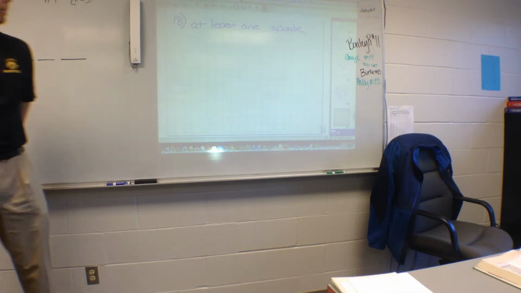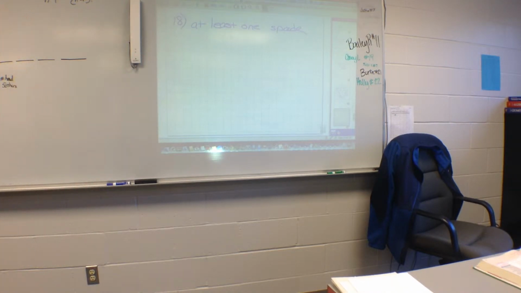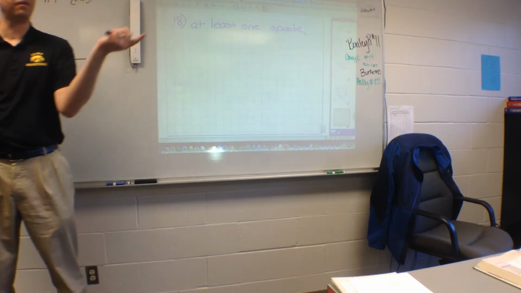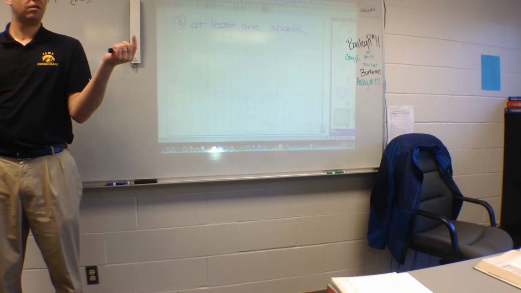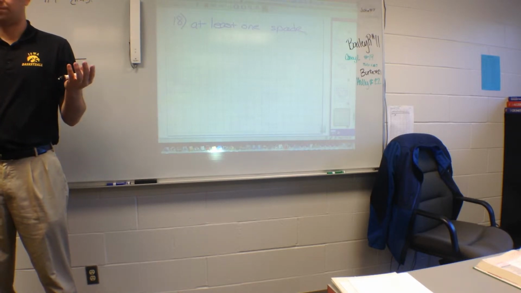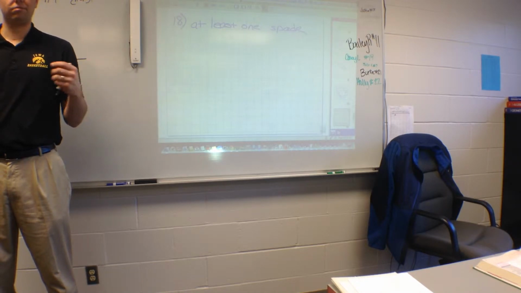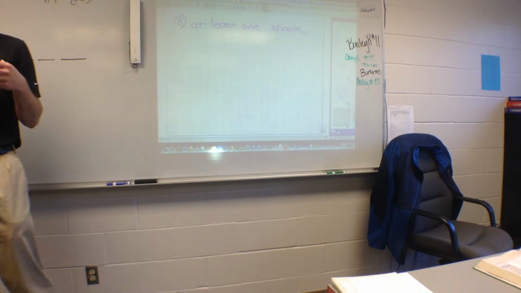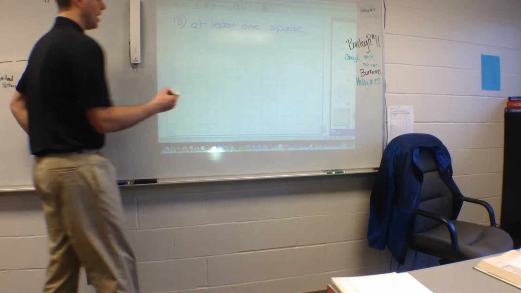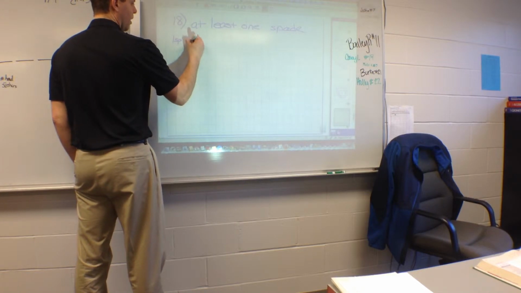At least one spade. So what does that mean? It's similar to the last one, but still a little different. You can have one spade, you could have all spades, two spades, three spades, four spades. Okay? So you could get a hand with one spade and four other cards.